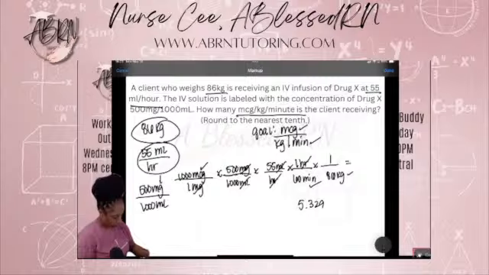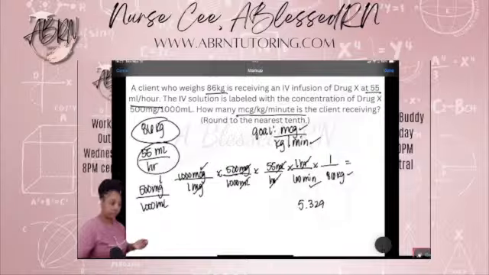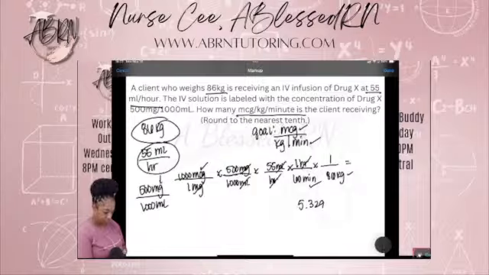Okay, rounding time. If this asks us to round to the nearest whole number, what would our answer be? If it asks us to round to the nearest whole number, what will our answer be? 5. Yep, absolutely. That's it.